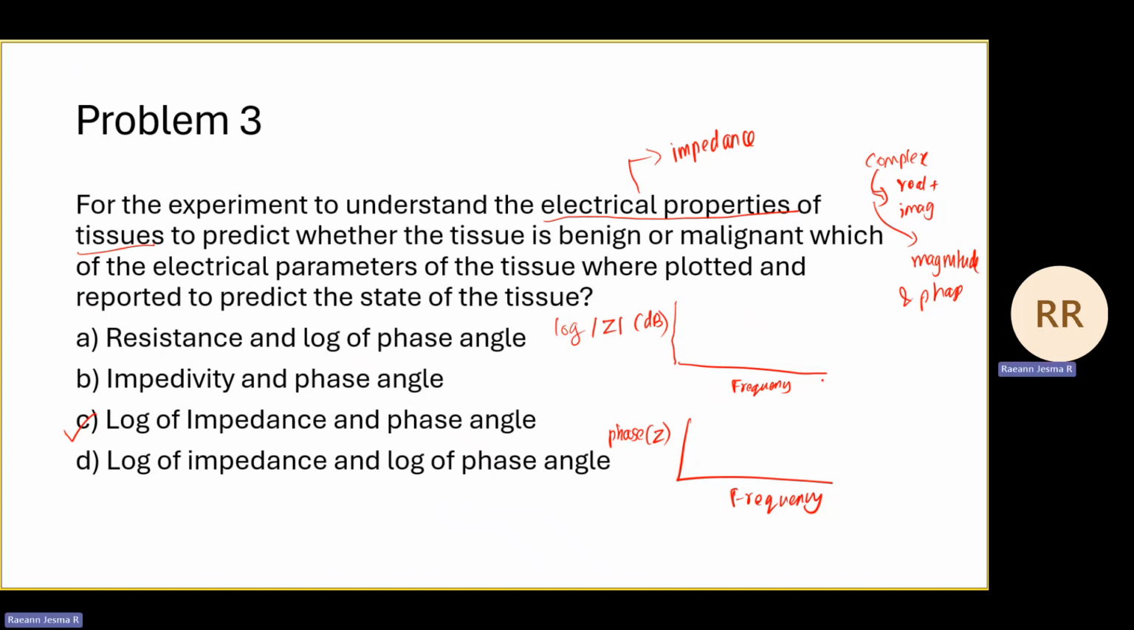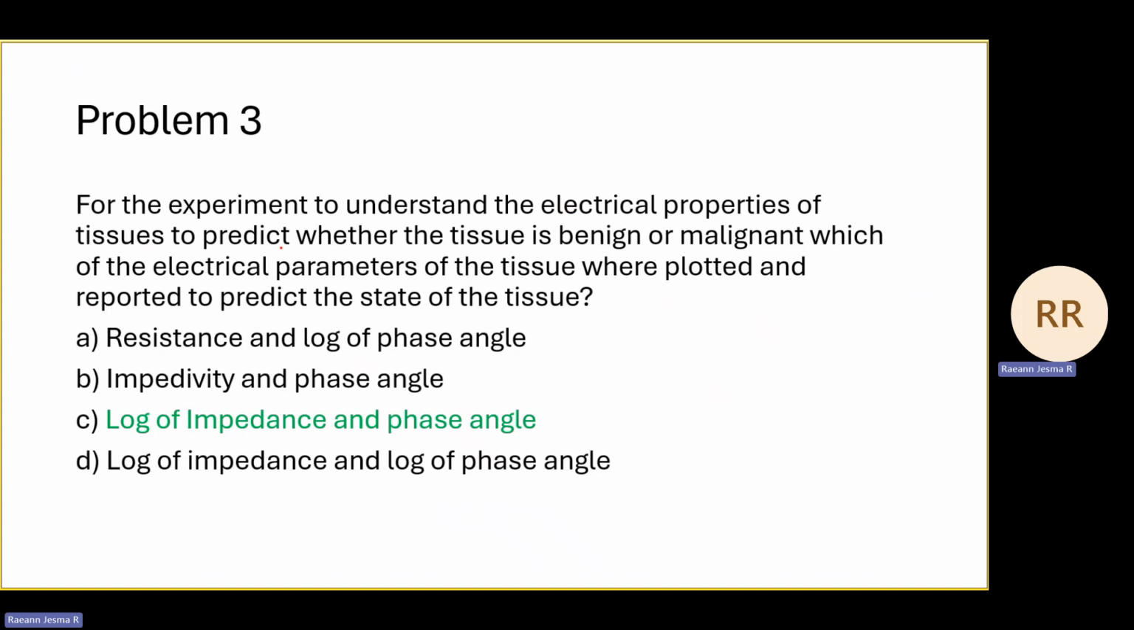Because if the impedance has an imaginary term, then that will be a function of frequency. So we are plotting it against frequency. Is this clear? So the correct answer for this question is we are plotting log of impedance and phase angle versus frequency. We cannot plot log of phase angle, it's not correct. Log of impedance can be positive or negative depending on the value of the impedance. It can also be 0, and phase angle will generally vary between -180 to +180, or it can be 0 to 360 depending on that.